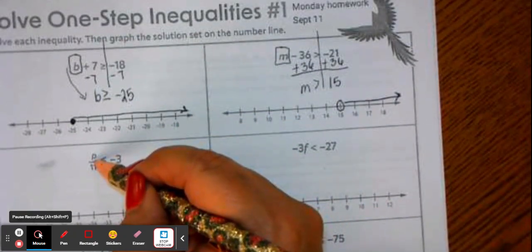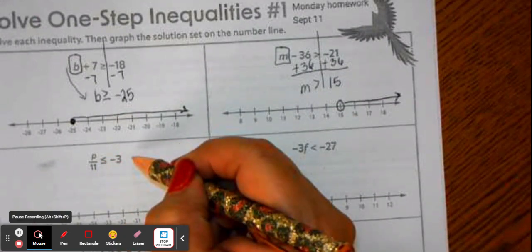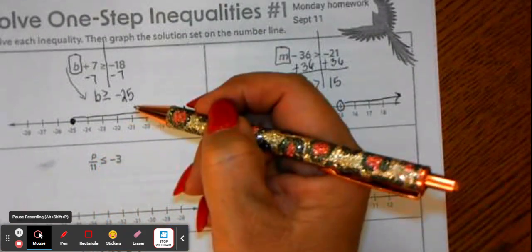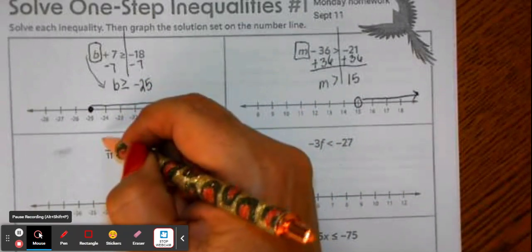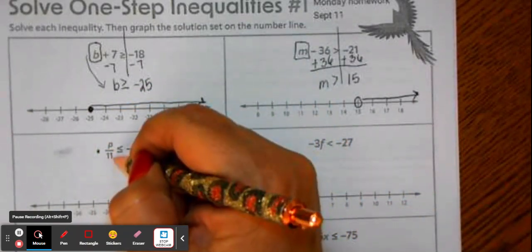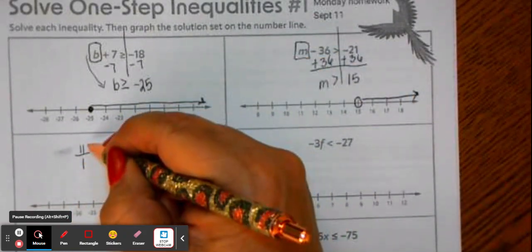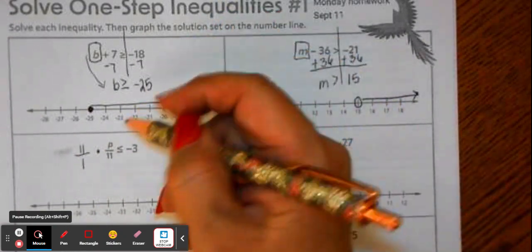I have p over 11 is less than or equal to negative 3. Because this is a division, it's not only a fraction bar, but it's a division bar. I'm going to do the opposite, and that's multiply. I will take the reciprocal because it will then be 11 over 1. Now, I can cross multiply, and then 11 can cancel itself out.